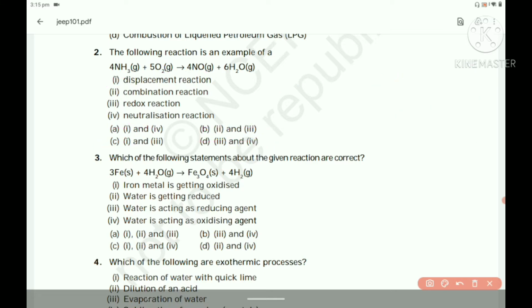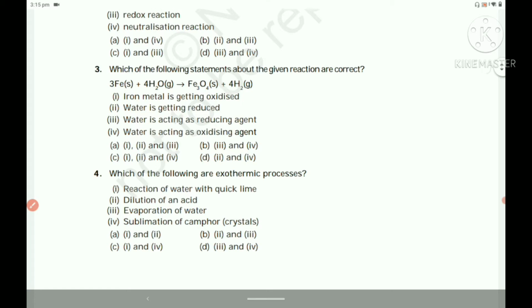Or what is the actual method? It is a displacement reaction, because here see, oxygen is taken up by nitrogen over here and you're getting NO. So displacement. And redox reaction, because nitrogen is gaining oxygen over here, so that is oxidation. And here oxygen is gaining hydrogen to form water, which is reduction. So it is 1 and 3.